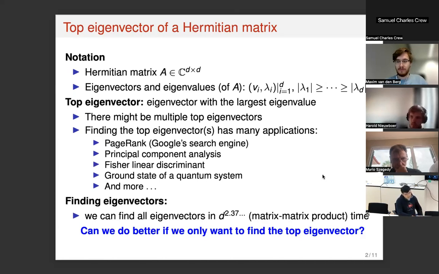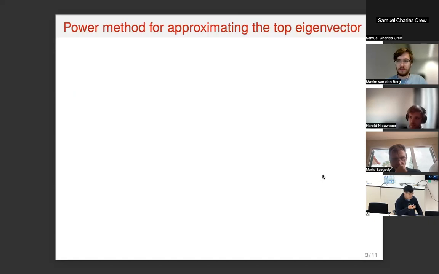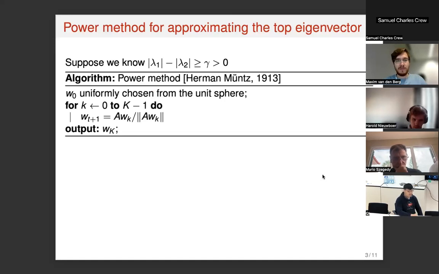This problem was actually already studied roughly 100 years ago. Suppose we roughly know there's a gap between lambda 1 and lambda 2. Then the power method can help you find an approximate top eigenvector. The algorithm itself is quite straightforward: you first uniformly generate a unit vector w0. After that, for each iteration, you apply your matrix on w_k, then renormalize this vector and do it over again.